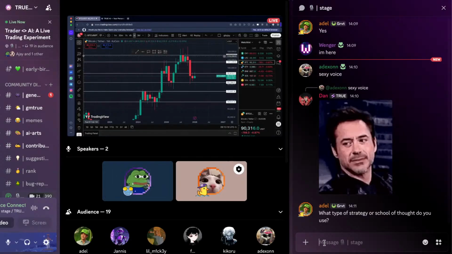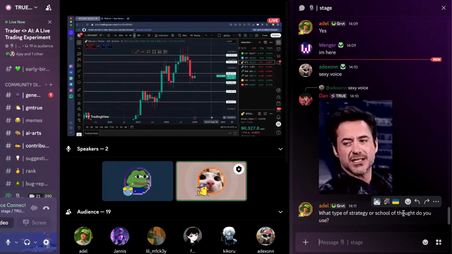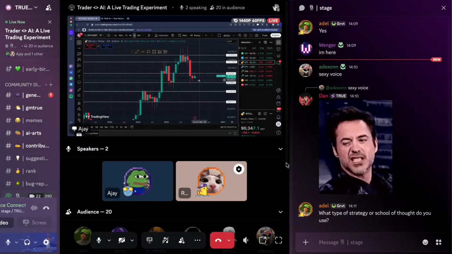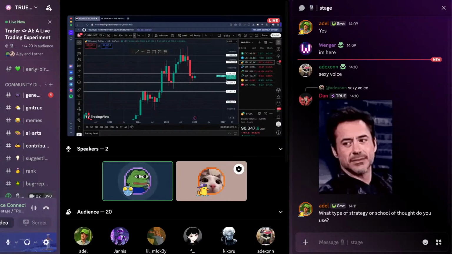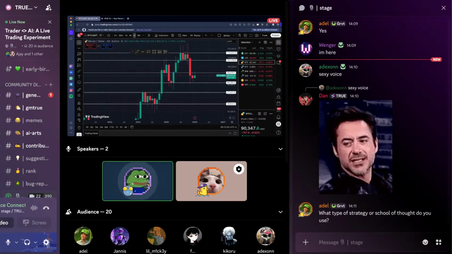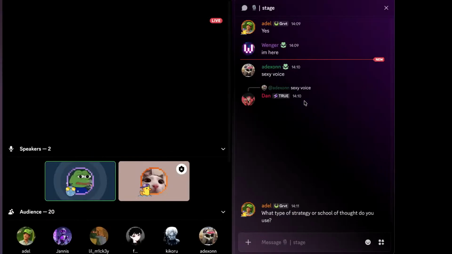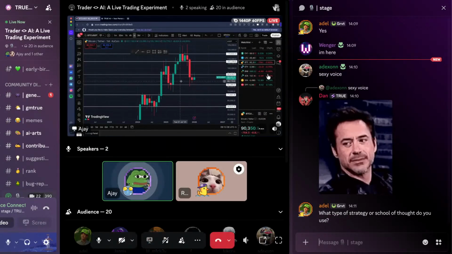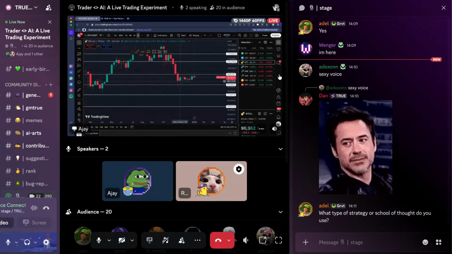Also, there is another question: what type of strategy or school of thought do you use? So again, my strategy is I only enter at key price points. Once I map out these zones, you'll start to realize what the key price points are, where I enter, where I exit. So let me just finish mapping them out, and then you'll see.